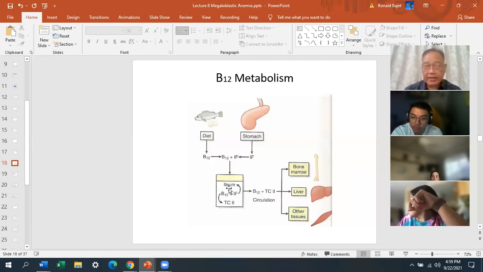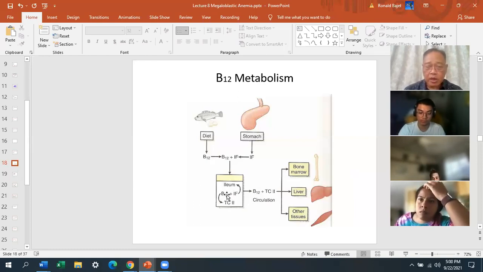Now, in the intestine, in the ileum, which is the last part of the small intestine, something will happen. This B12 will come off of the complex. Well, this will uncomplex each other. The B12 will bind to TC2, which is transcobalamin 2. When it binds to transcobalamin 2, that means it's ready to go into the circulation. It needs to bind to transcobalamin 2 before it goes out here. What happens to the intrinsic factor? It gets absorbed into the ileum.